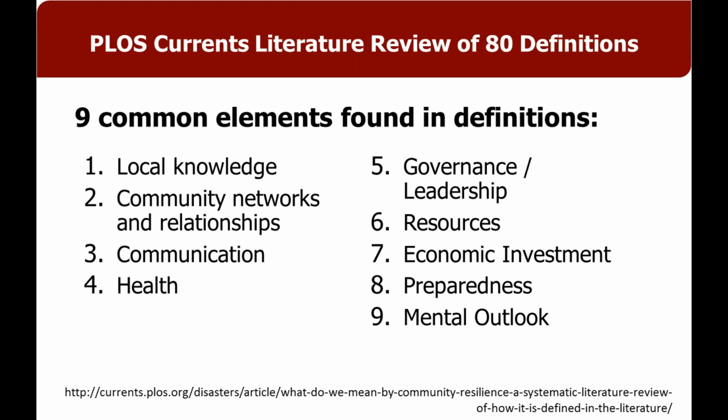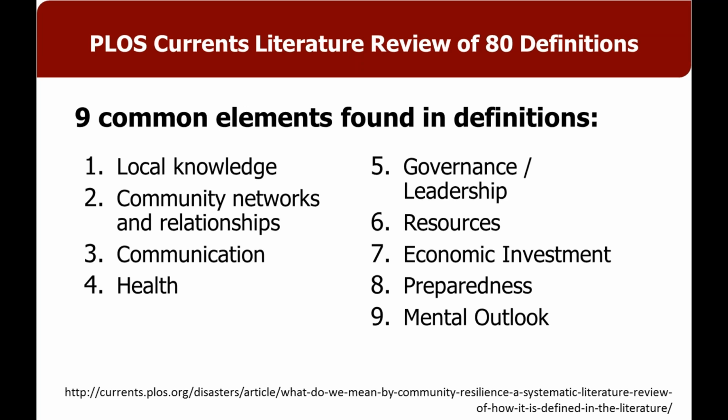Included in the 9 common elements is preparedness. Almost all of the publications mentioned the importance of preparedness across a number of levels, including the individual, the family, and the government. In spite of this, only a few publications actually identified specific activities that could be used to mitigate the effects of a disaster.